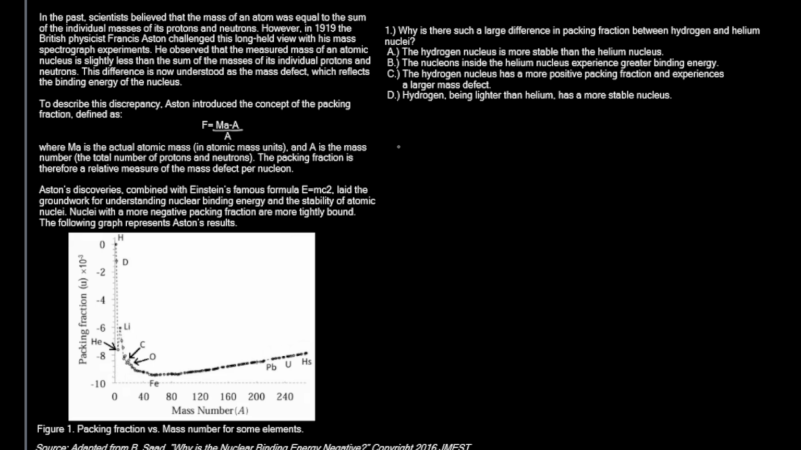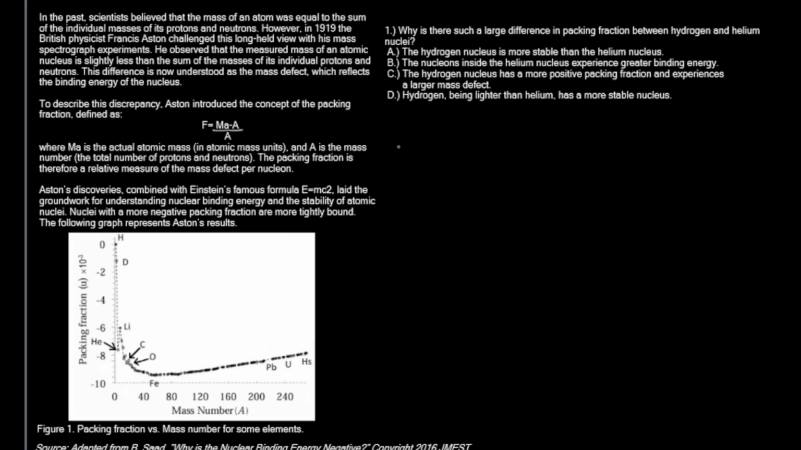To describe this discrepancy, Aston introduced the concept of packing fraction. It's defined as F equals (Ma minus A) divided by A, where Ma is the actual atomic mass in atomic mass units and A is the mass number, the total number of protons and neutrons. The packing fraction is therefore a relative measure of the mass defect per nucleon.